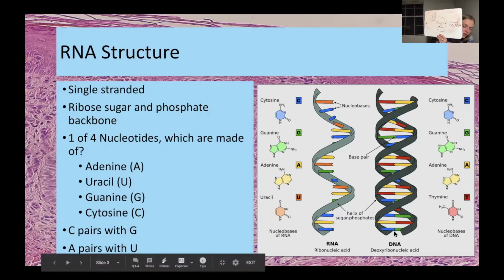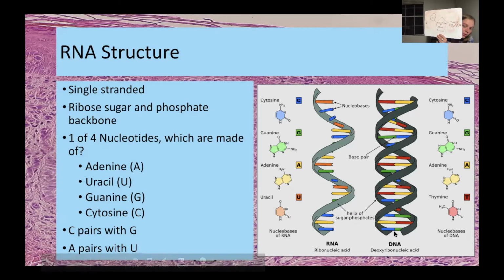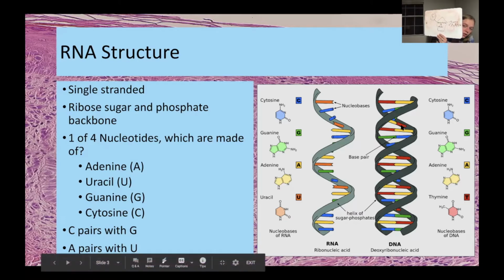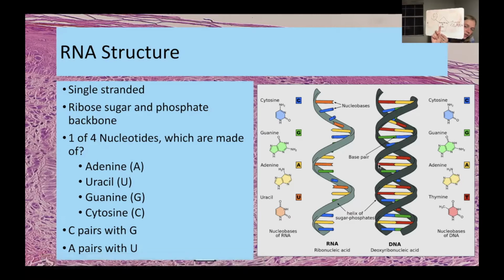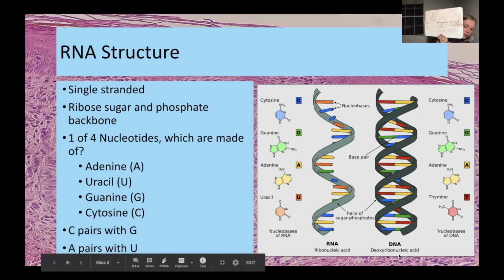We can see DNA here. It is a twisted ladder shape. We call that a double helix. The backbone of this DNA is going to be made of alternating phosphates and sugars. And since this is DNA, we're going to be using deoxyribose sugar. That's what the D stands for, deoxyribo.